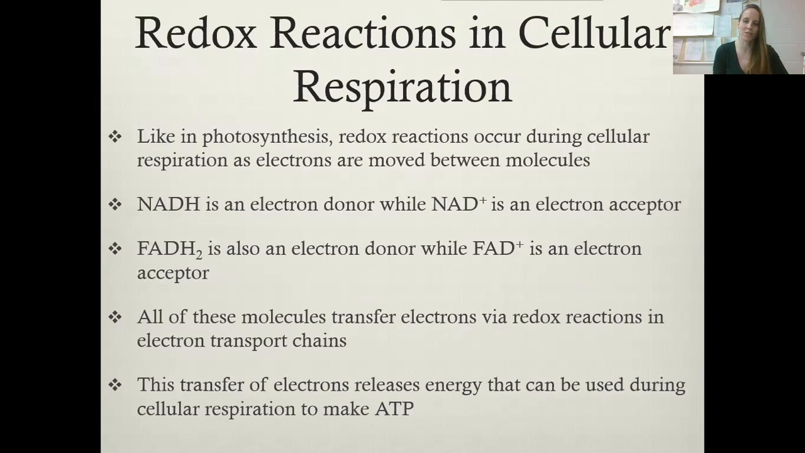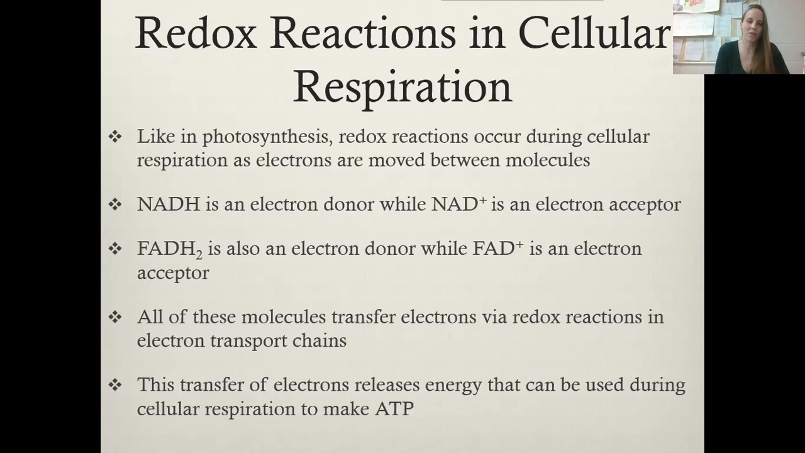NADH is an electron donor, which means it can give up an electron. So it becomes oxidized when it gives up an electron. NAD plus is an electron acceptor, so it gains an electron, which means it becomes reduced when it gains an electron. FADH2 is also an electron donor, so it will give up its electron in the process of oxidation. FAD plus is an electron acceptor, so it is reduced when it accepts an electron.